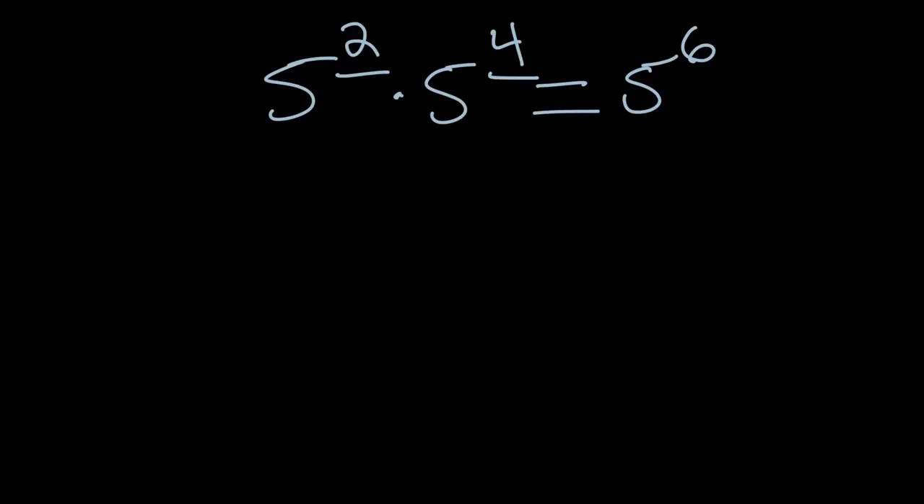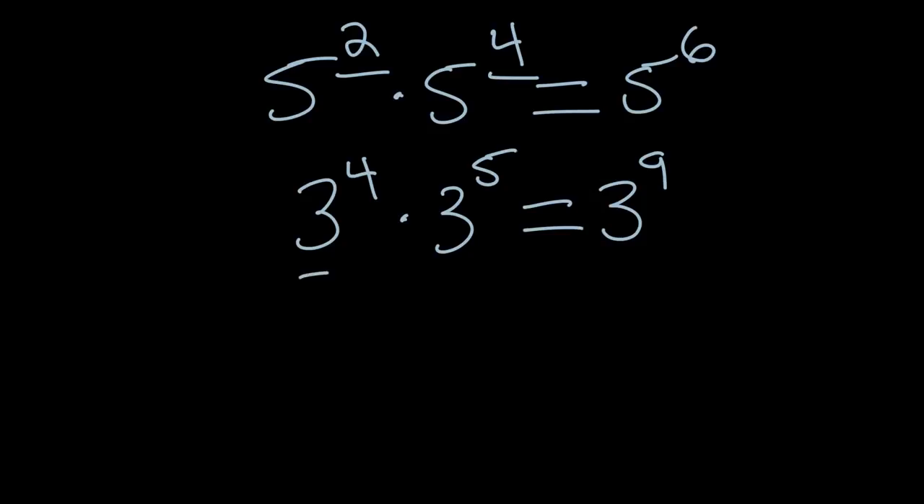So if we look at 5 squared times 5 to the 4th power, what's that going to equal? Well, if you remember your exponent property, and we'll do a quick reminder here, I always add my exponents. So 5 squared times 5 to the 4th power is equal to 5 to the 6th power. What about 3 to the 4th power times 3 to the 5th power? Well, again, I always add my exponents. 4 plus 5 is 9, so 3 to the 9th power, and my base of 3 stays the same.